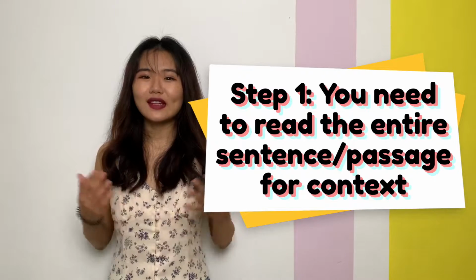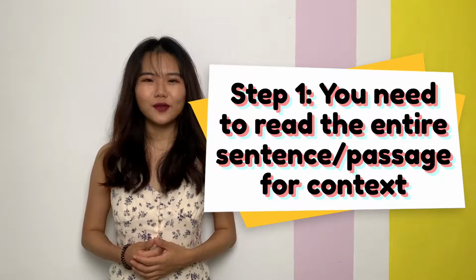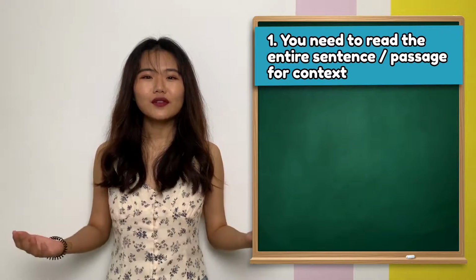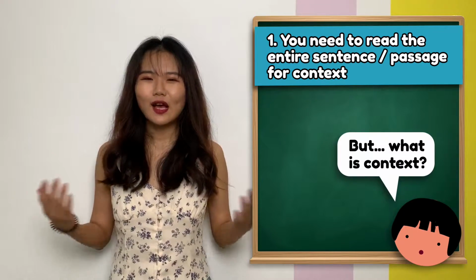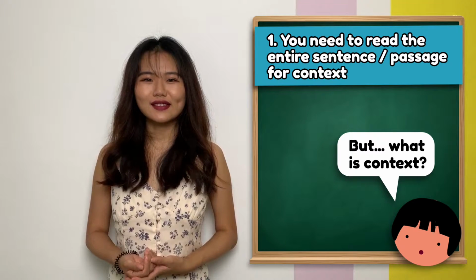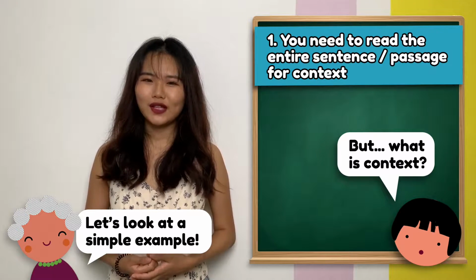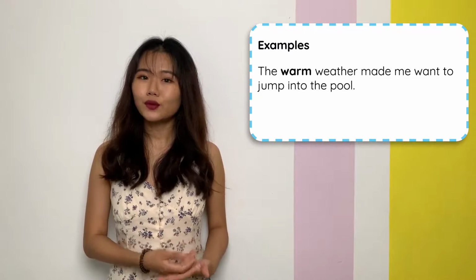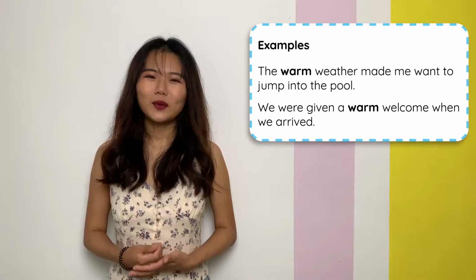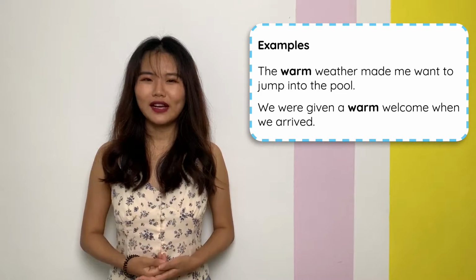Step 1. You need to read the entire sentence or passage for context. I'm sure you've heard this countless times before. Context, context, context. But what even is context? Let's look at a very simple example. The warm weather made me want to jump into the pool. And we were given a warm welcome when we arrived.